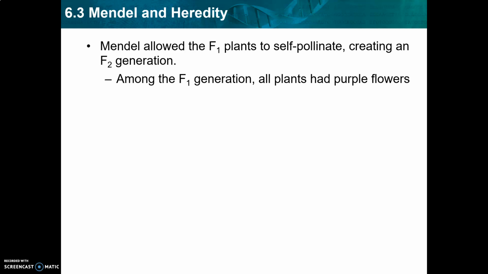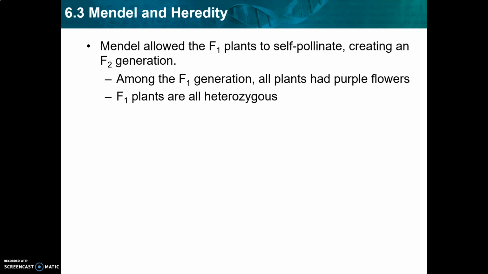So then he really wanted to do that next part of the experiment and see, okay, well, all of these F1 plants are purple. What if I let them self-pollinate? What will the F2 generation look like? And we know today that all of those F1 plants were heterozygous. He didn't know that at the time because, remember, he didn't know really anything about genetics. None of this had been established before he did his experiments.